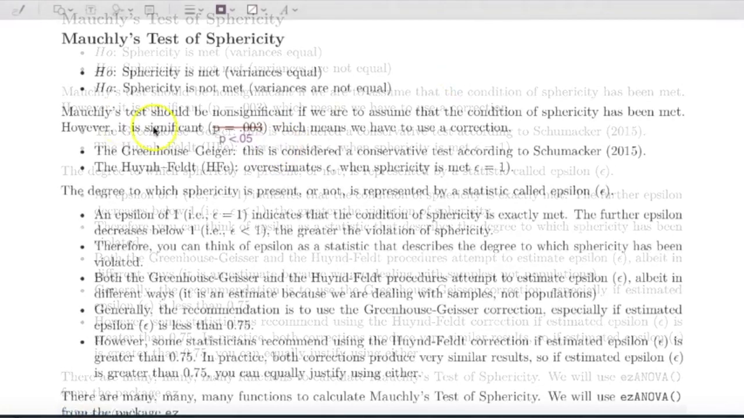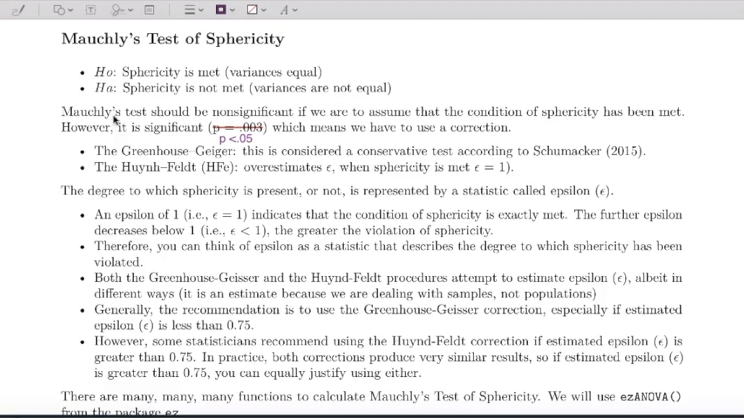So ideally, your test of sphericity is non-significant, and you retain the null hypothesis, meaning that sphericity is met. But if you find a significant Mauchly test of sphericity, meaning less than 0.05, I had a typo there, then it means you have to do a correction. There are two types of corrections: the Greenhouse-Geisser or the Huynh-Feldt corrections. The Greenhouse-Geisser is actually more conservative than the Huynh-Feldt.